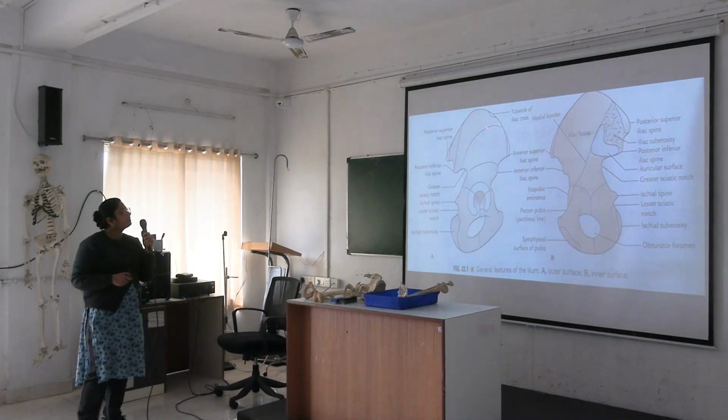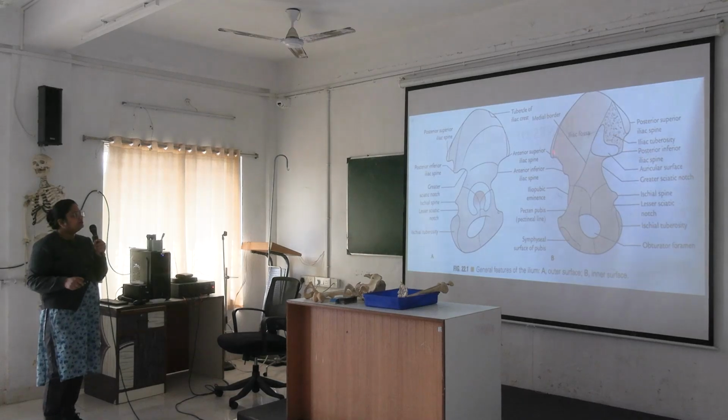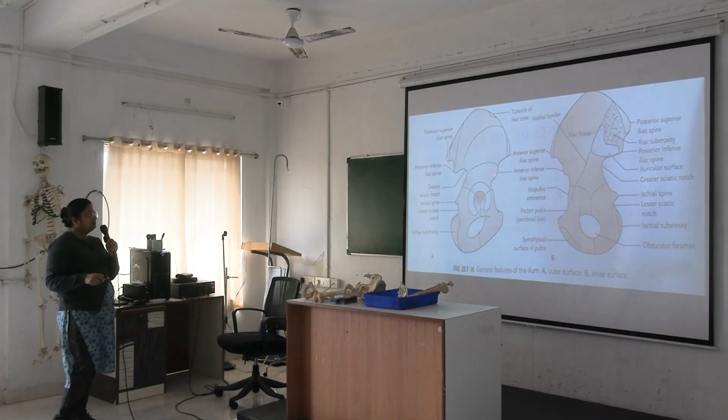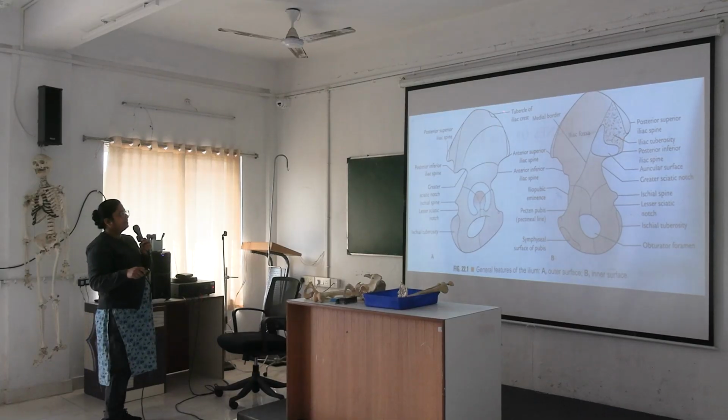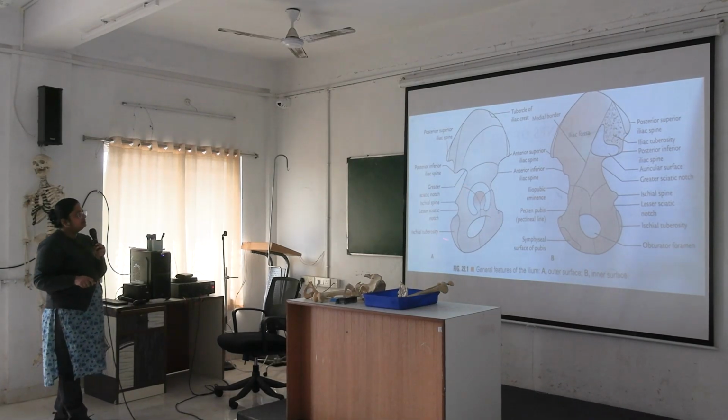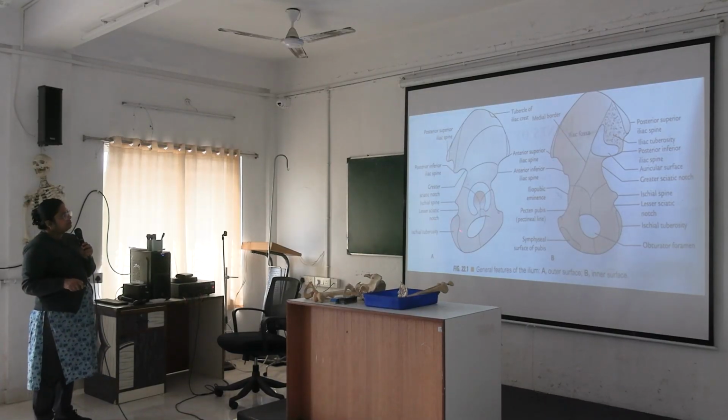So see here. This is a schematic diagram of the hip bone, lateral view. This is the view from the outer aspect, and inner aspect. Here is the gluteal line, posterior, anterior, inferior. Posterior superior iliac spine, posterior inferior iliac spine, anterior superior iliac spine, anterior inferior iliac spine. Here is the tubercle of the iliac crest. This is the acetabular cavity. And this is the pubis, ischium, ischial tuberosity, ischial spine, greater sciatic notch, lesser sciatic notch.